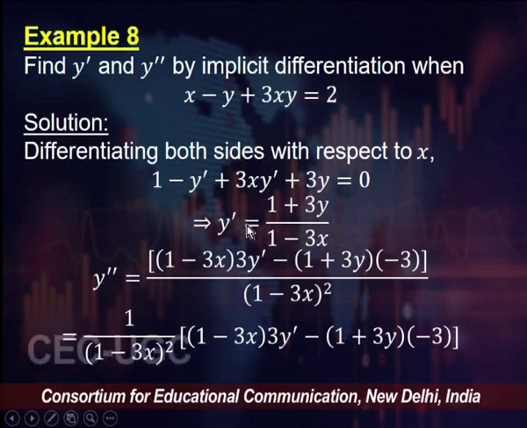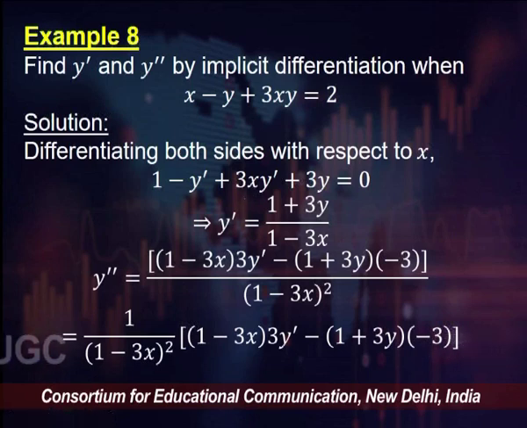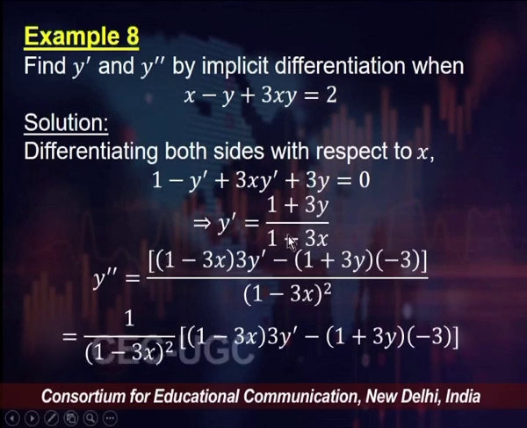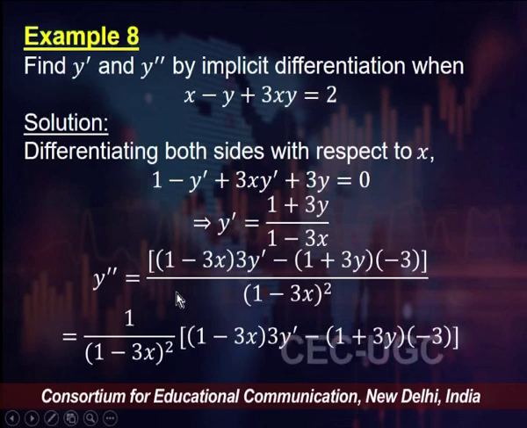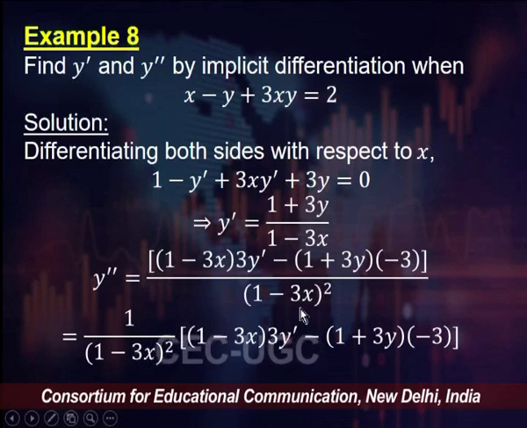When you solve for y prime, you are going to get 1 plus 3y divided by, if I take y prime to the right, 1 minus 3x in the denominator. And this equation I can use to calculate y double prime. Here again I will be using the quotient rule. In the denominator I will have 1 minus 3x whole squared, and in the numerator I will have the denominator 1 minus 3x times the derivative of the numerator, which is 3 times y prime, minus the numerator 1 plus 3y times the derivative of the denominator with respect to x, which is nothing but minus 3.